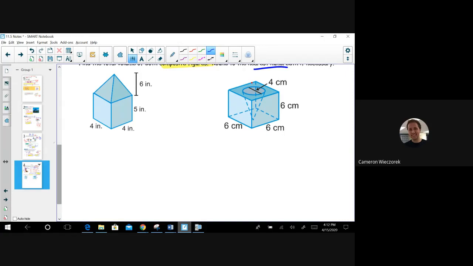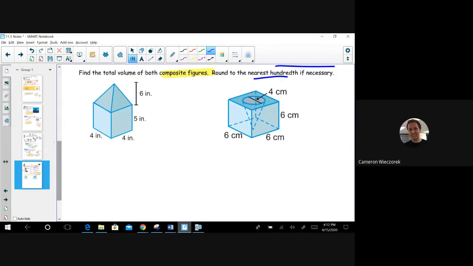First one I look at, it looks almost like a house. I can see there's a pyramid sitting on the top. So I'll outline that in blue. There's my pyramid. And then on the bottom, I've got a rectangular prism. So it's a pyramid sitting on top of a prism.